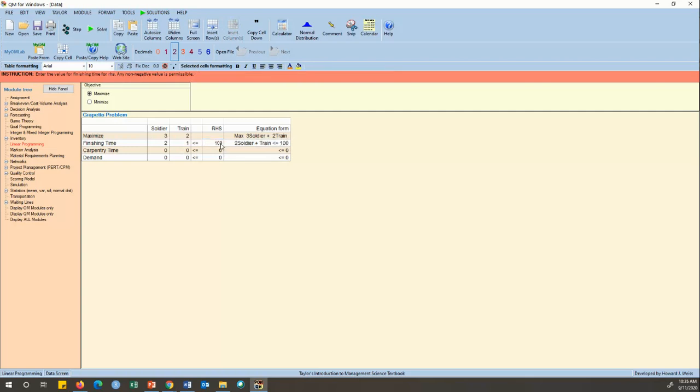In this case, your limiting value is 100, and we do the same for your carpentry. The one for soldier, one for train, and then your right hand side value right now is 80. Okay, so you can see over here all the equation form will go according to what inputs you put inside. And then for this one, your x1 only, you consider your 3 is just 0, your demand doesn't matter, and then your right hand side now equals 40.